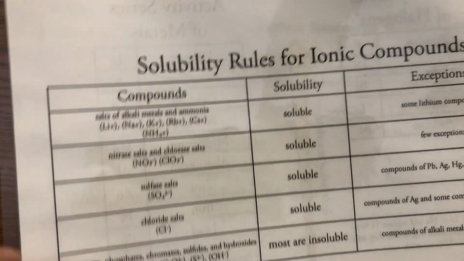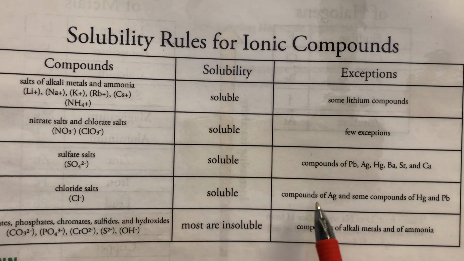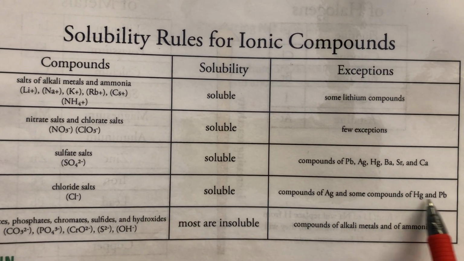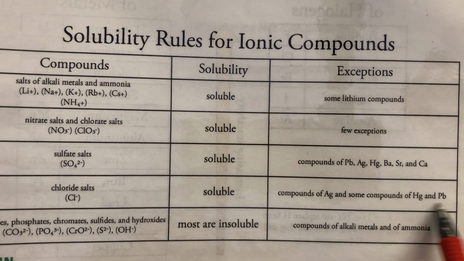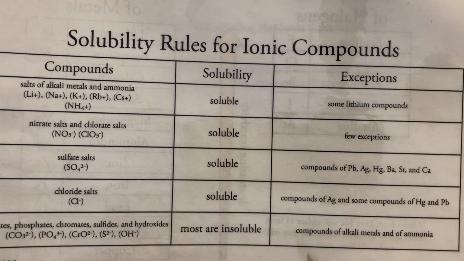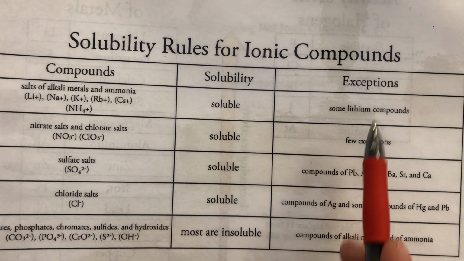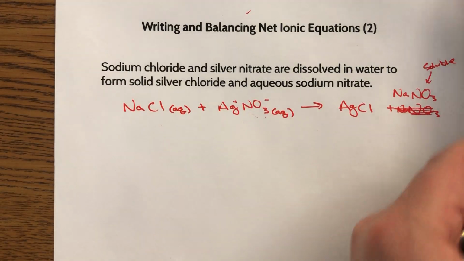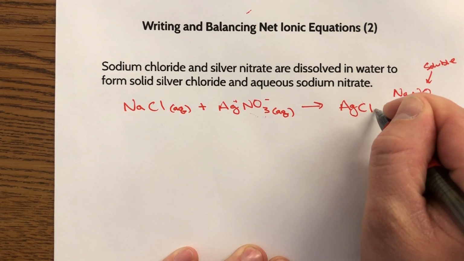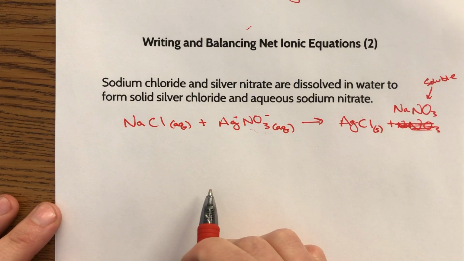While we have silver and chlorine, if we come down here and look at chloride salts, chlorine is soluble except when it's mixed with silver and maybe mercury or lead. Some of these compounds vary, and we're not going to get into that grayness with you guys. You guys will be pretty straightforward. Silver is going to react with chlorine, and it's going to be insoluble, because this is the exception list of compounds with silver. So this is going to form a solid precipitate.